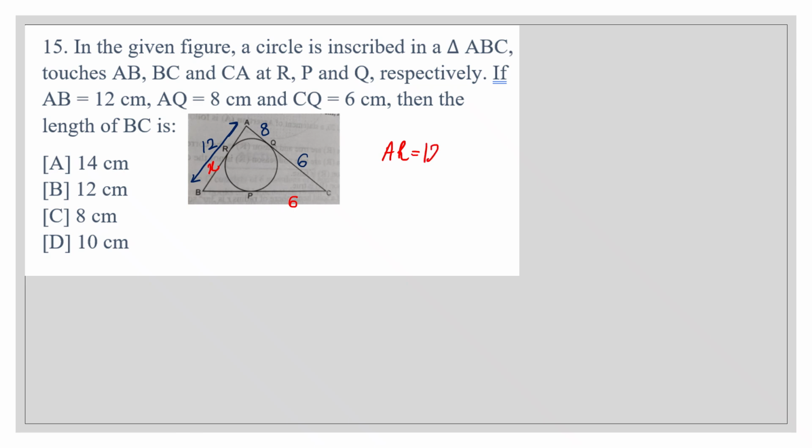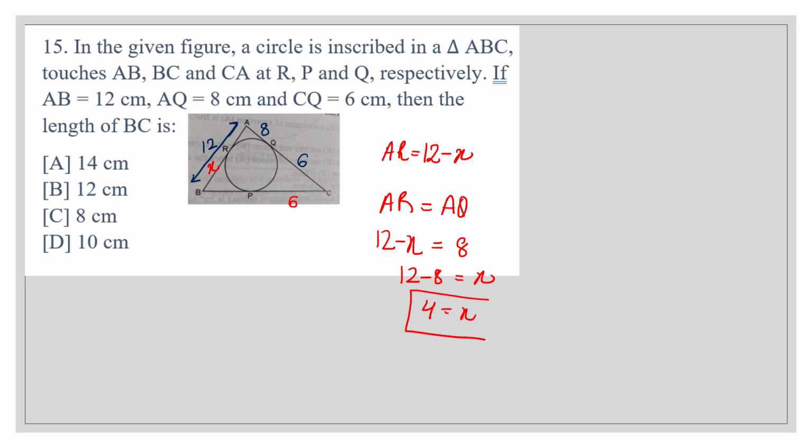AR will be 12 minus X, and we know AR is equal to AQ. Tangents drawn from an external point are equal in length. So 12 minus X is equal to 8. 12 minus 8 is X. X is 4. Find the length of BC. If X is 4, this one is also 4. What is the total length? 10.